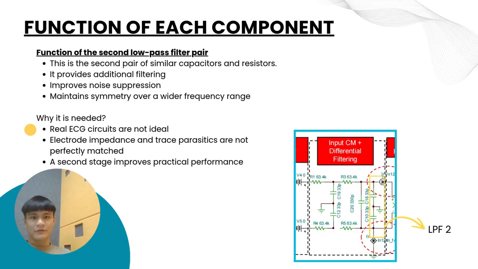Moving inward, we have the function of the second pair of low-pass filters, or LPF2. This is the second consecutive pair of similar capacitors and resistors. It provides necessary additional filtering to further improve noise suppression. This maintains signal symmetry over a much wider frequency range.